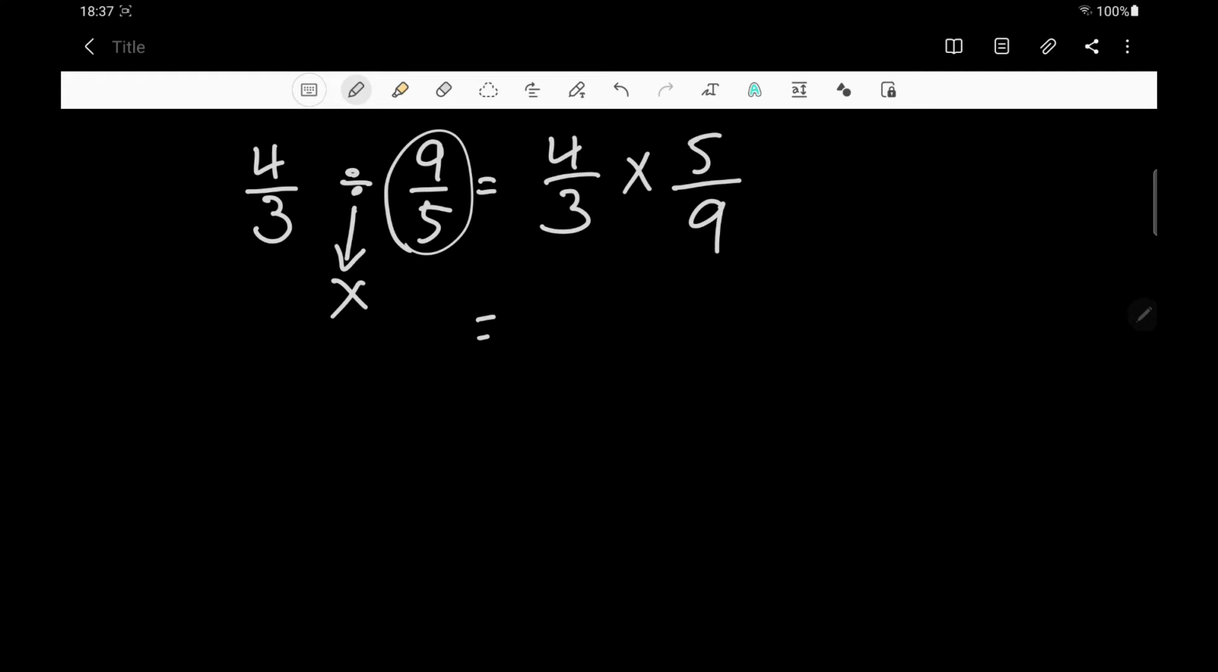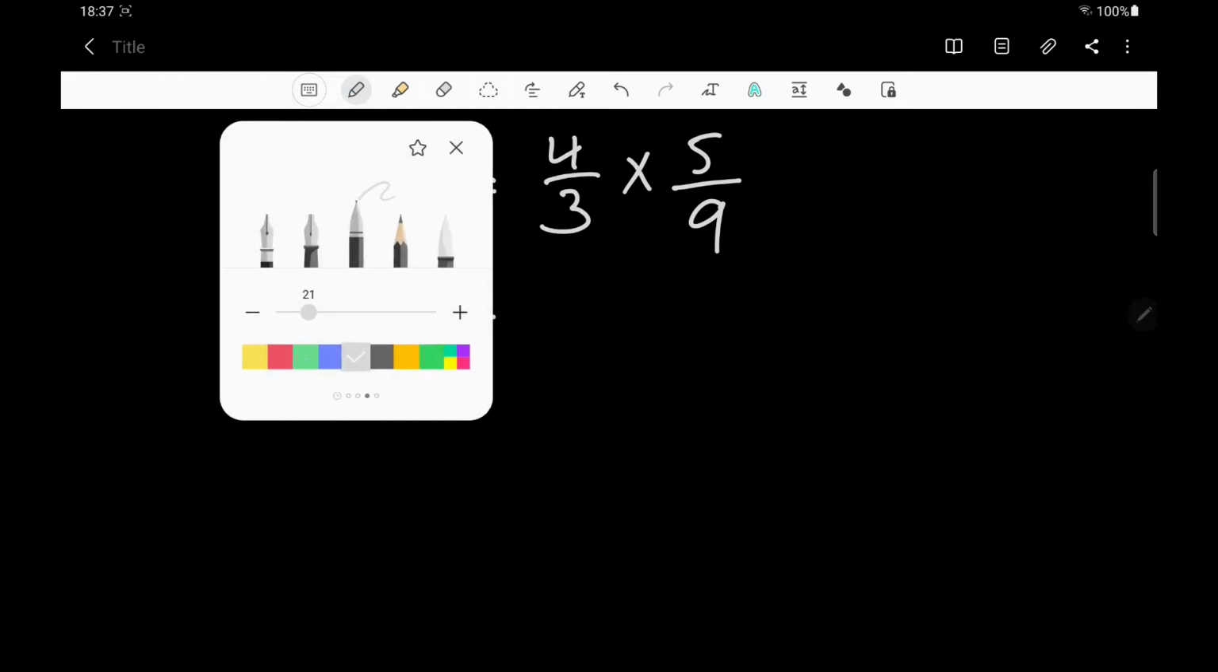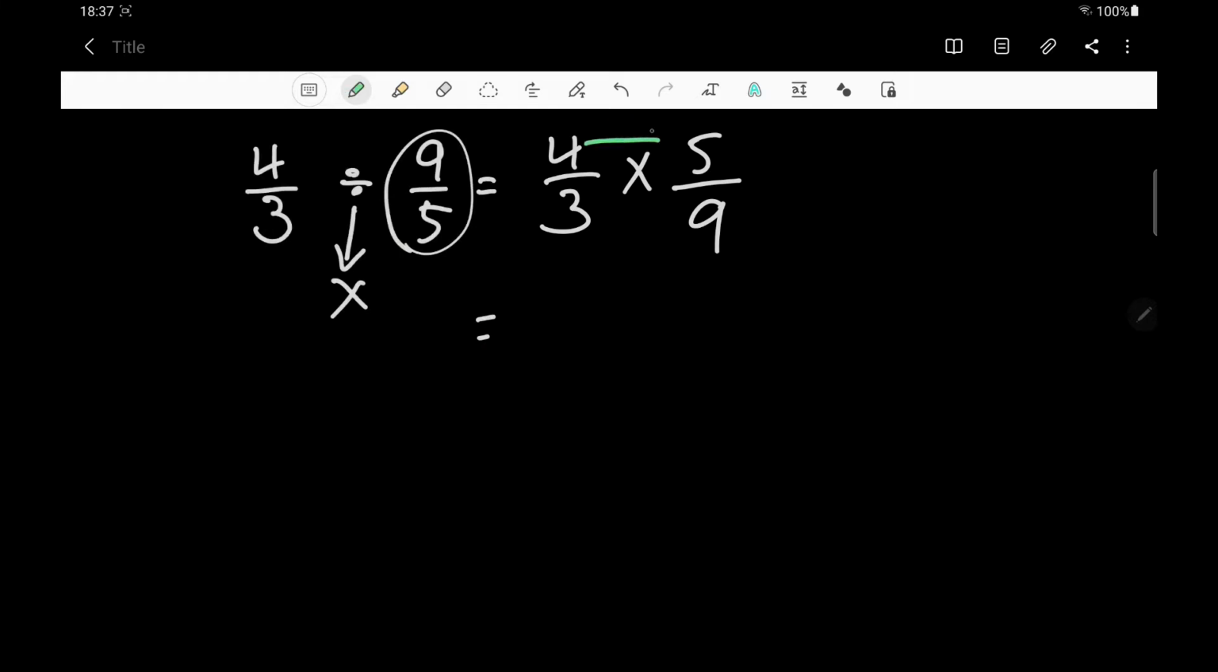So we can't cancel anything here, so let's multiply across instead. Multiply this one and this, and this one and this. What is 4 times 5? 4 times 5 is 20, and 3 times 9 is 27. So this is the final answer, 20 divided by 27.